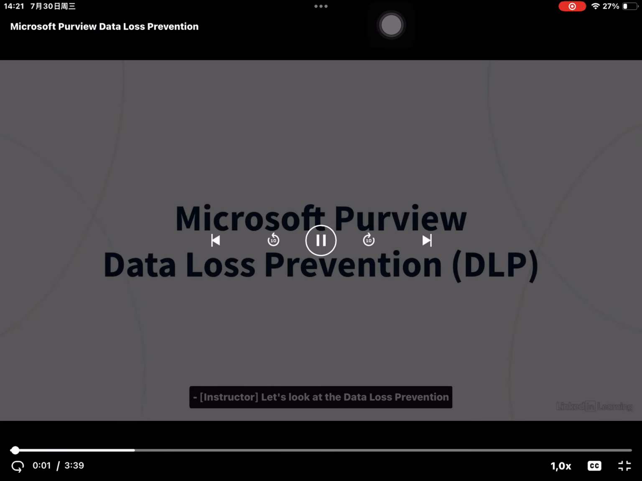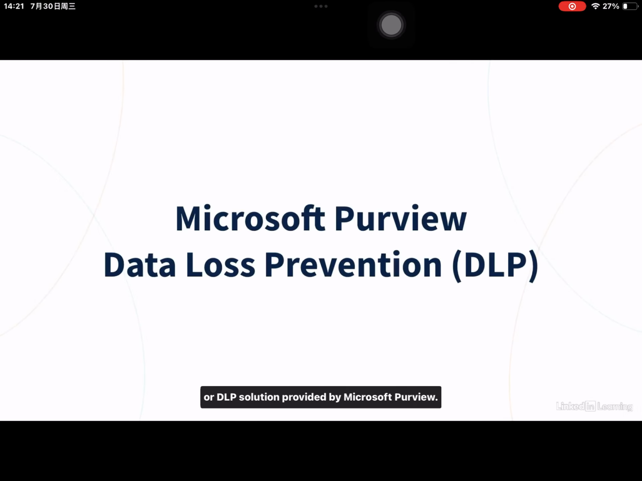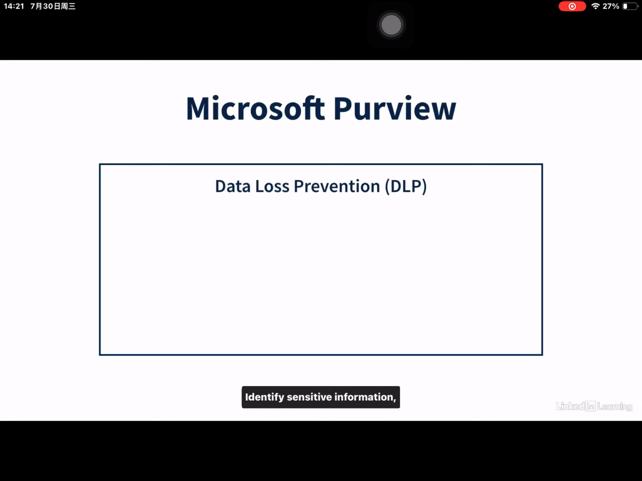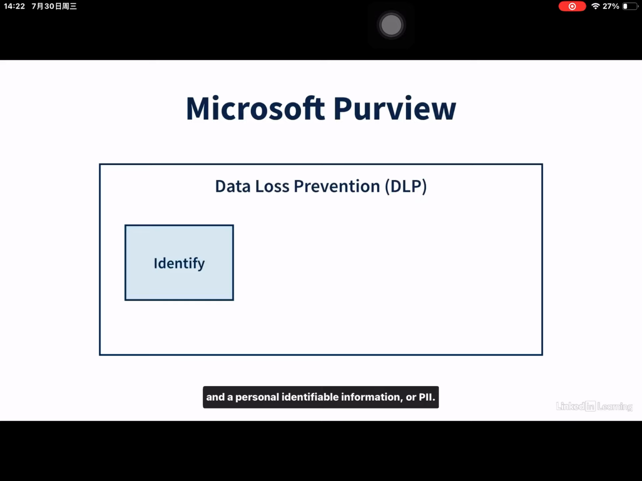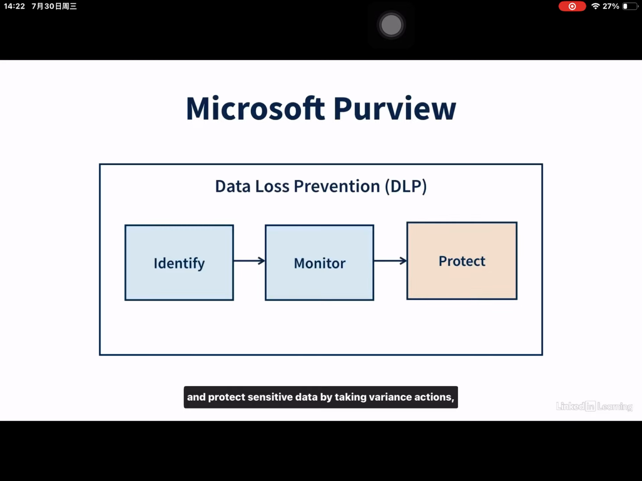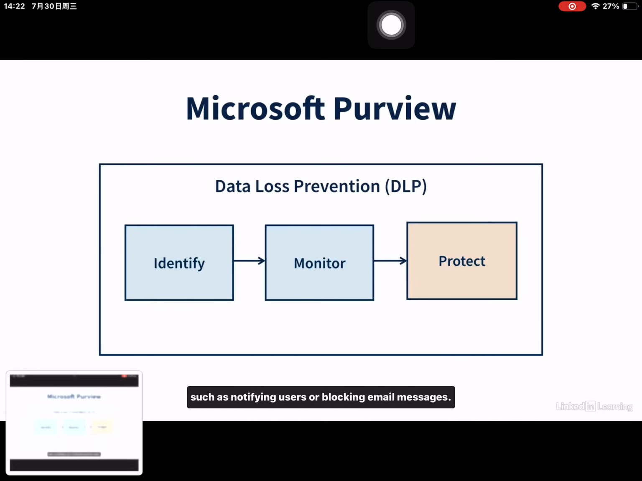Let's look at the Data Loss Prevention or DLP solution provided by Microsoft Purview. DLP helps organizations protect sensitive information as it's used or shared across their environments. The general workflow of data loss prevention includes 3 stages. Identify sensitive information, such as financial data and personal identifiable information, or PII. Monitor the usage of sensitive content and detect suspicious behaviors. And protect sensitive data by taking various actions, such as notifying users or blocking email messages.